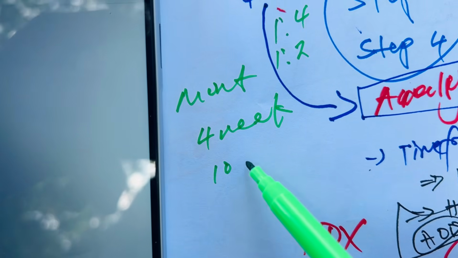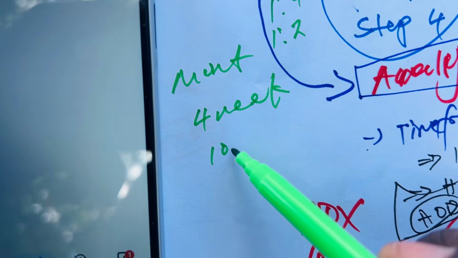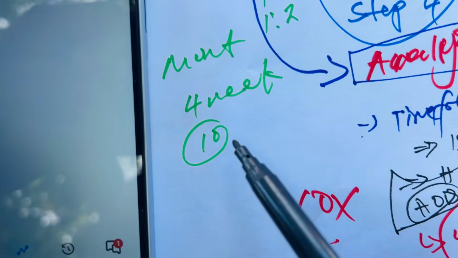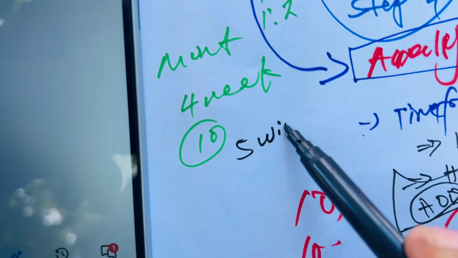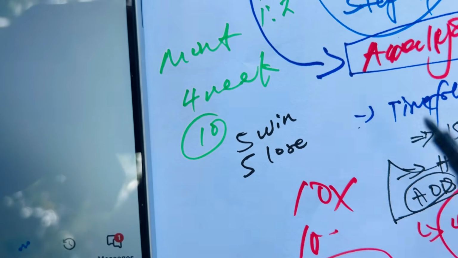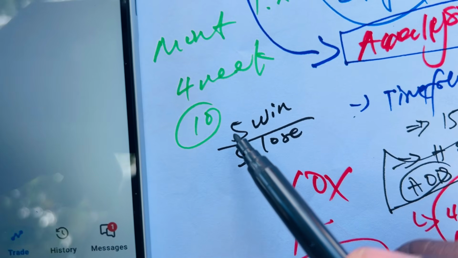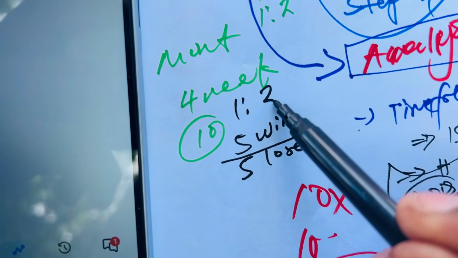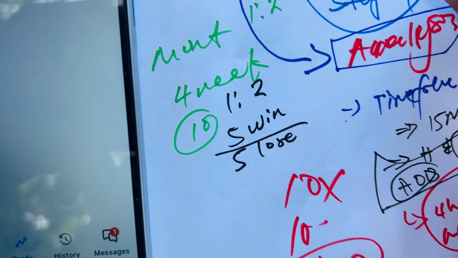Then you'll be trading 10 times, just for example. If you're trading 10 times, let's say something happened to your account. You win 5 trades and you lose 5 trades. I trust you understand. So now, if you win 5 trades, that will be 5. If your risk to reward ratio is 1:2, this will actually put you on a negative.